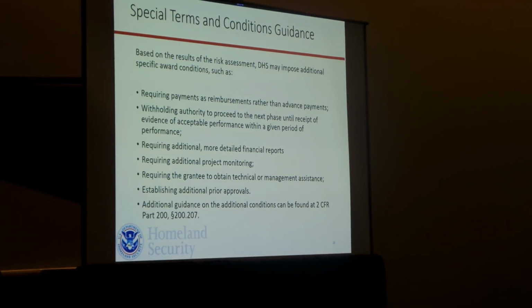Special terms and conditions. If GFAD finds that a recipient needs to have special terms and conditions added to the award, these are some of the things that we can require. We can require payments as a reimbursement rather than advance payments. We can withhold authority to proceed to the next phase until receipt of evidence of acceptable performance within a given period of performance. We can require additional or more detailed financial reports.